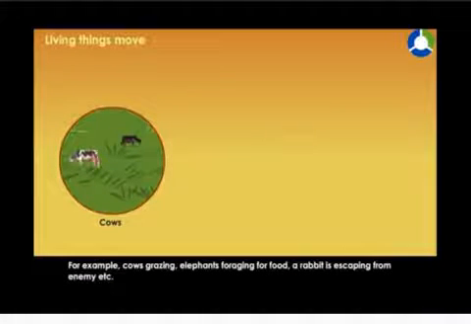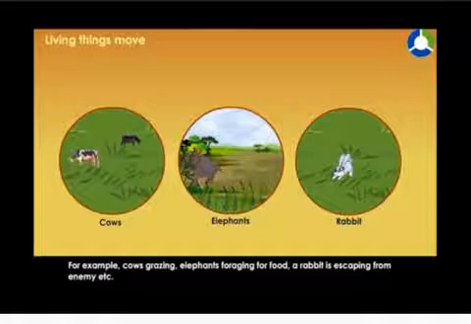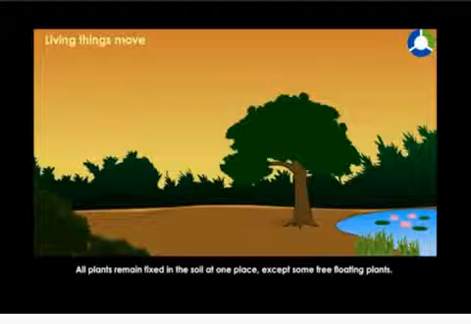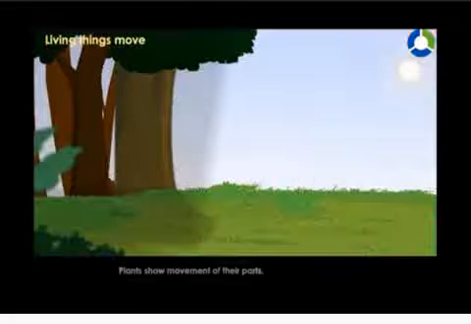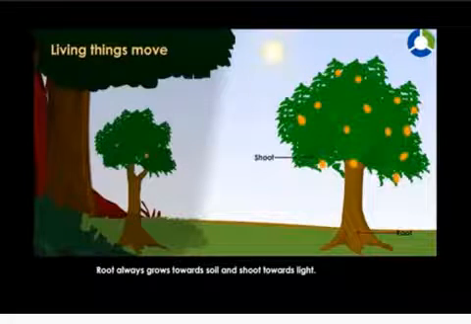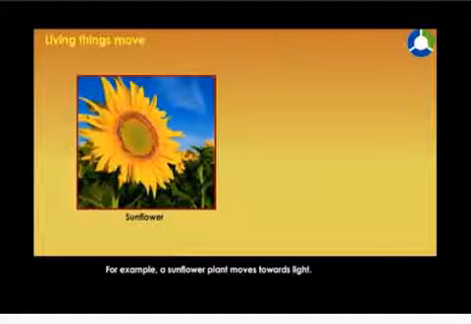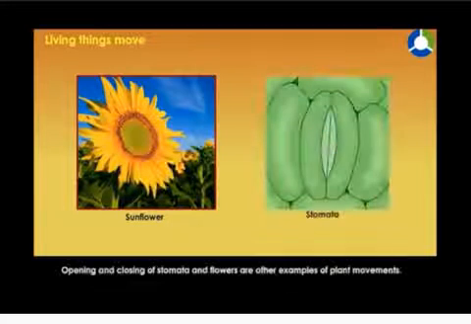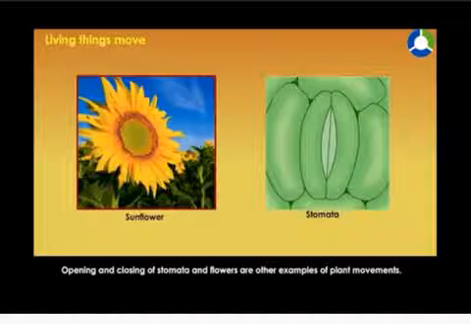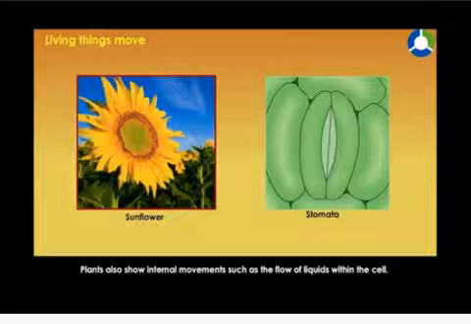For example, a cow grazing, elephants foraging for food, a rabbit escaping from an enemy, etc. All plants remain fixed in soil at one place, except some floating plants. Plants show movement of their parts. Roots always go towards soil and shoots towards light. For example, a sunflower plant moves towards light. Opening and closing of stomata and flowers are other examples of plants' movement. Plants also show internal movement such as the flow of liquids within the cell.